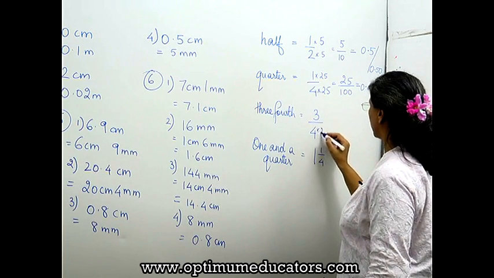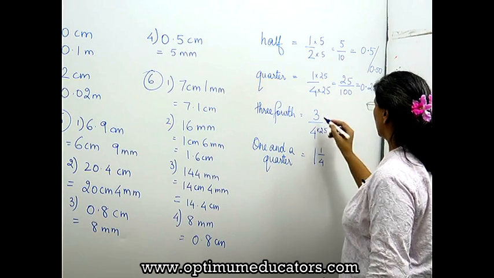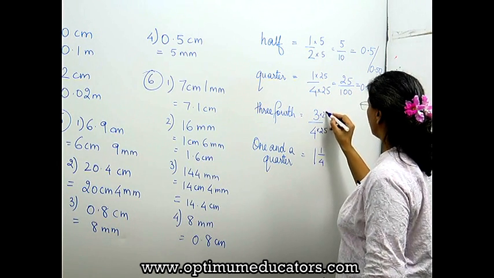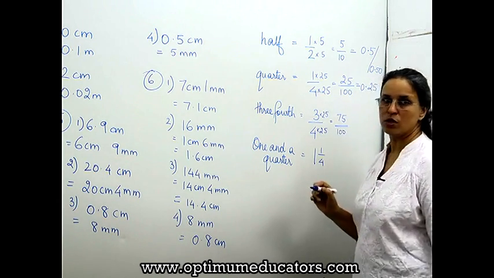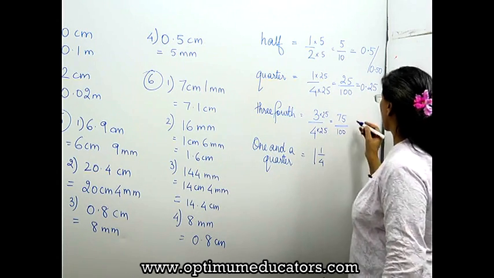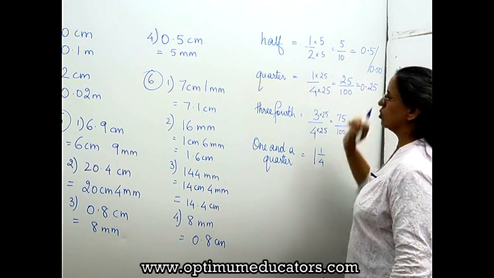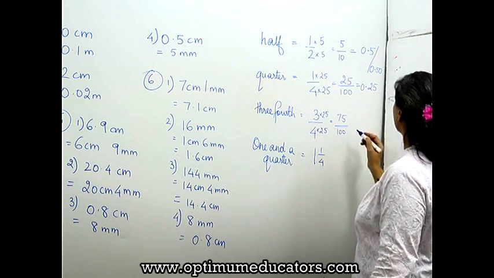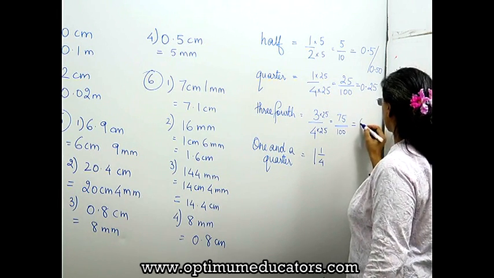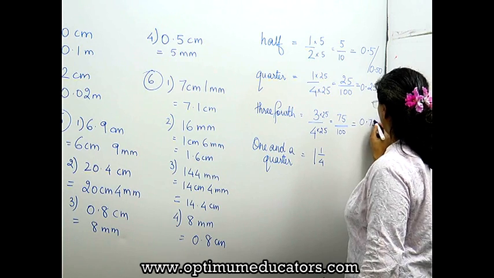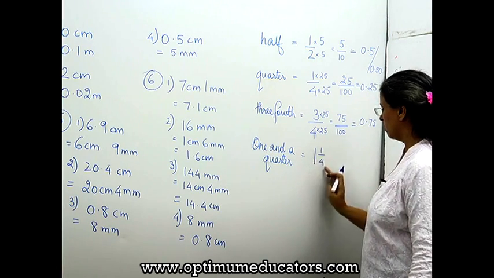4 multiplied by 25 will give us 100. 3 multiplied by 25 will give us 75. So 75 upon 100 will give us 3/4. If we wanted to make this out of 100, we could have made it into 100 also. Okay. Now here, how will we write this? This will be written as 0.75. Now 4, 1 and 1/4.